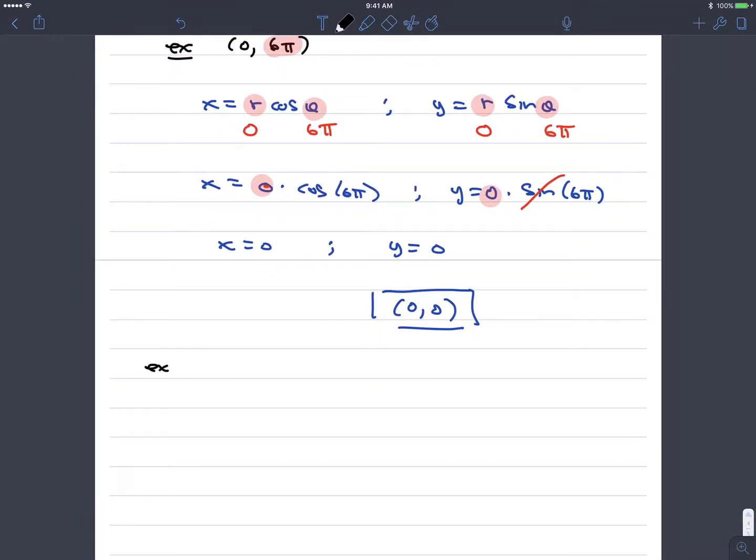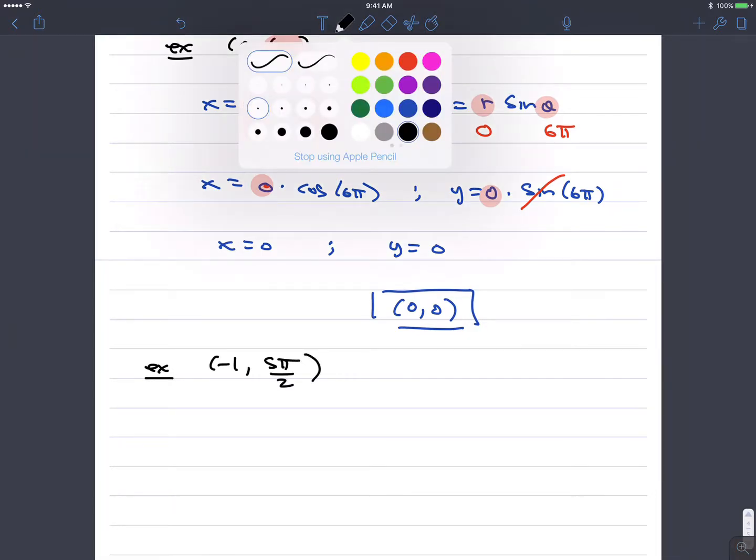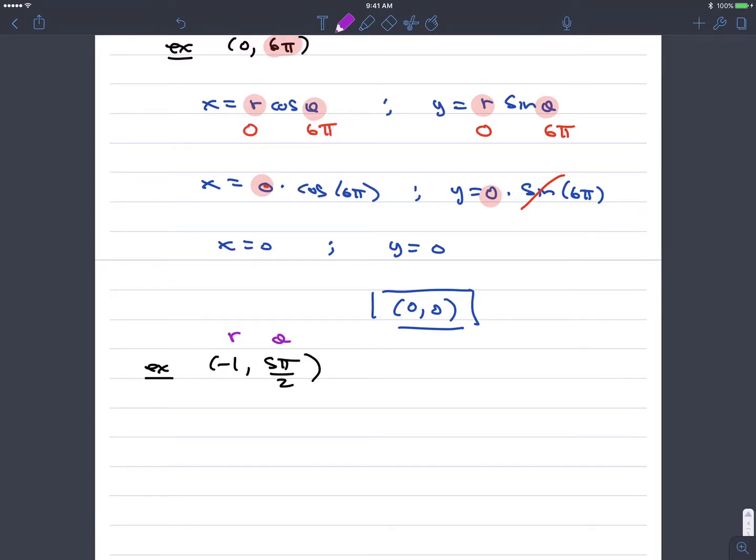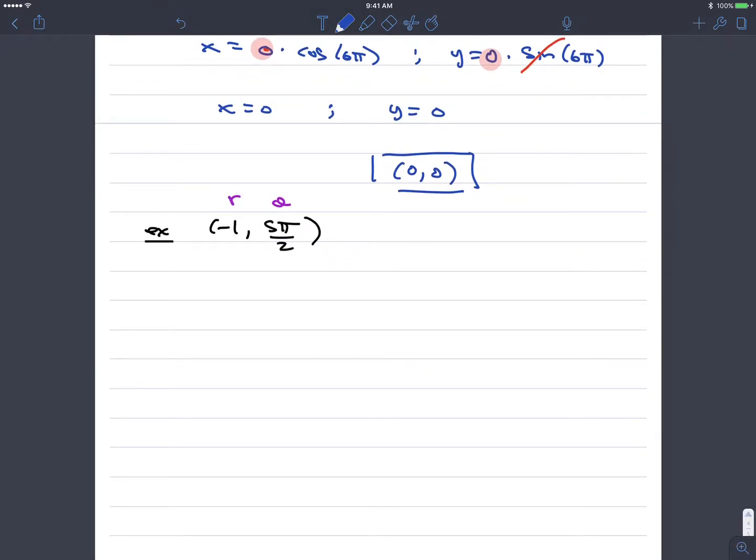And then, for example, if we take a look at one more, let's just say -1, 5 pi over 2. Here's my r, and here's my theta. R is -1, so we're going to place r with -1. Theta is, what's theta? 5 pi over 2. Replace theta with 5 pi over 2.